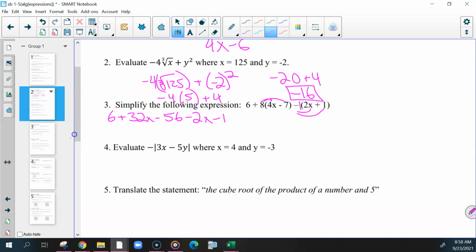Combine your like terms. Your x's give you positive 30x. Then -56 minus... -50 minus 1 is -51. So 30x minus 51 should have been your answer there. Some of you are really close, off by 1 or 2. So just be careful with those.